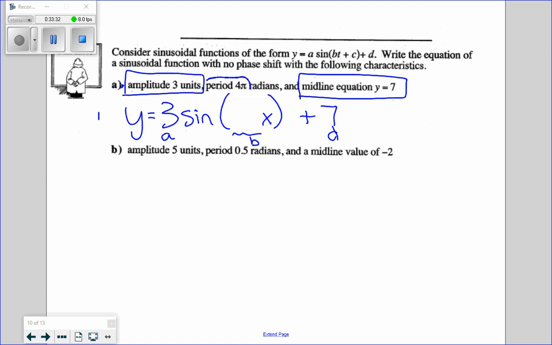Period and B are not the same number. I am looking for B. The formula is 2 pi over period. So you got to go 2 pi divided by 4 pi, because I've told you that's what the period is. So if you punch into your calculator, what's 2 pi divided by 4 pi? 0.5.